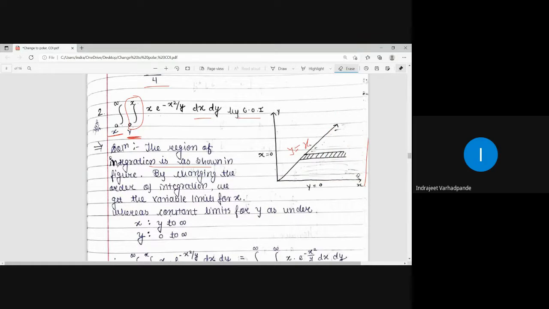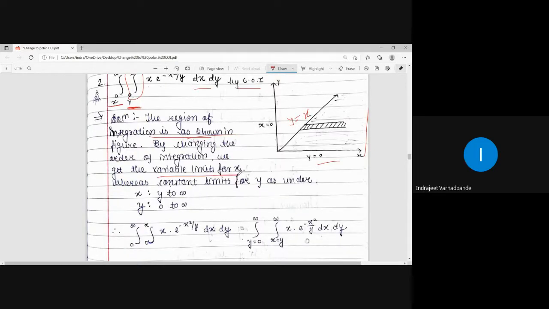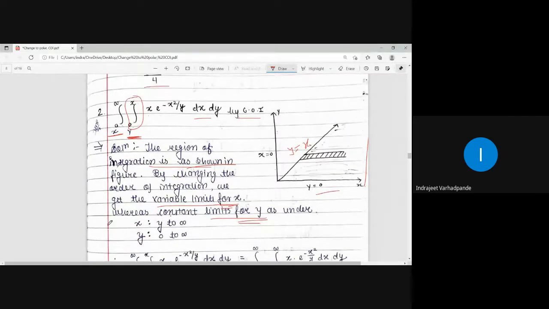Now initially, dekho, these are the limits for y, means a vertical strip must have been drawn. So for getting the new limits of integration, I will draw the horizontal strip. Horizontal strip means it is the strip which is parallel to x-axis, and now we will have the variable limits for x and constant limits for y. So appropriately we do the simplification. So the region of integration is as shown. By changing the order of integration, we get variable limits for x and constant limits for y.